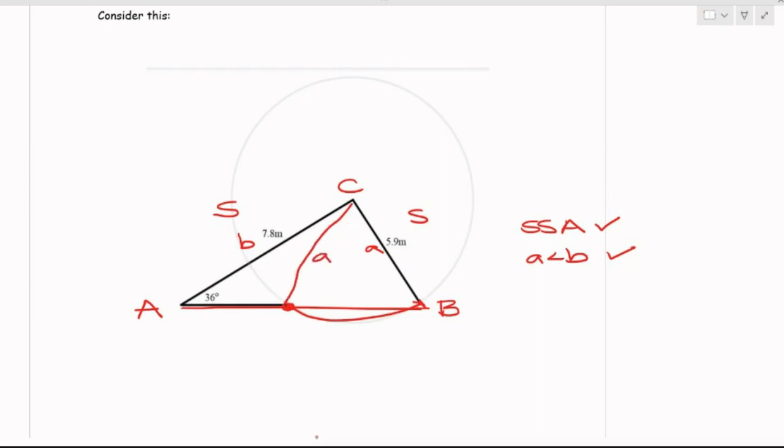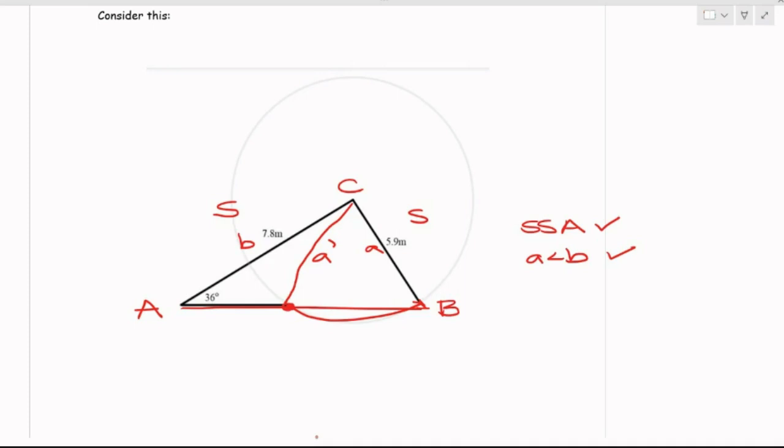It's side a, or length a, 5.9. I'm going to call it a prime, just to show you that I've rotated it. And it still makes a triangle, and nothing has changed with the given information. The 5.9 has not changed, the 7.8 has not changed, and the 36 has not changed. This is an example of ambiguous case when two triangles could appear. So like I said, we're going to use the height of the triangle to figure out if this could actually happen. That's going to be our third checkpoint.